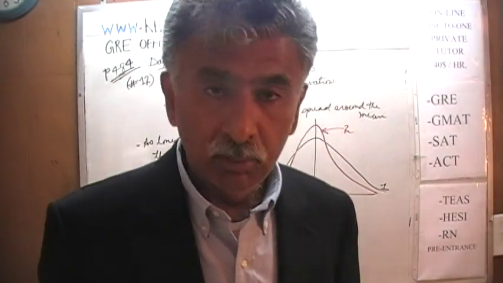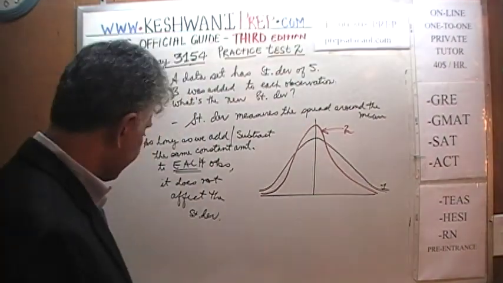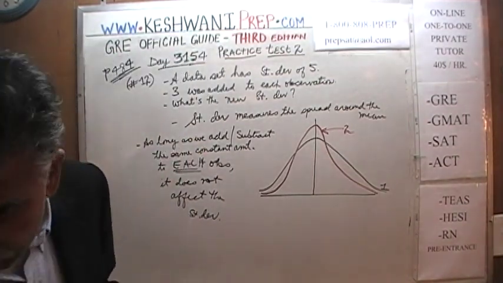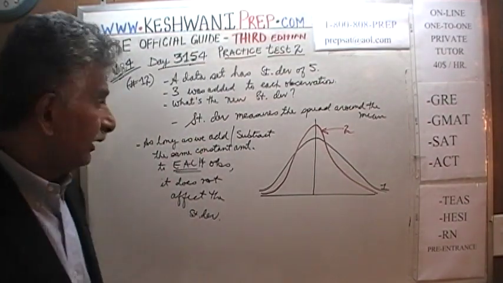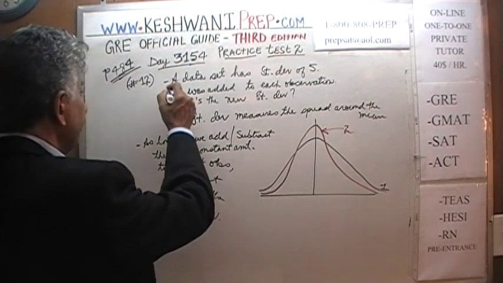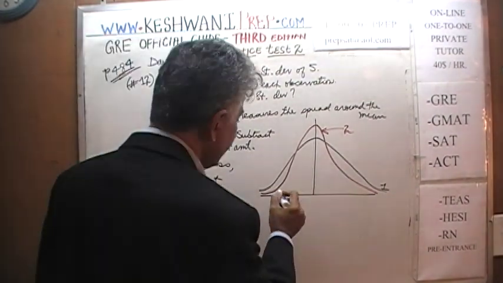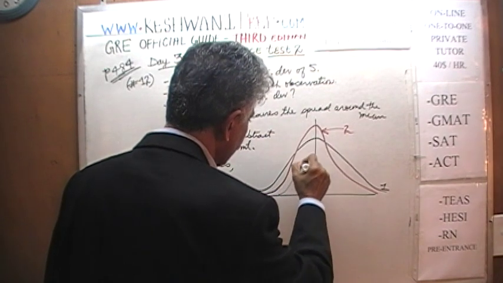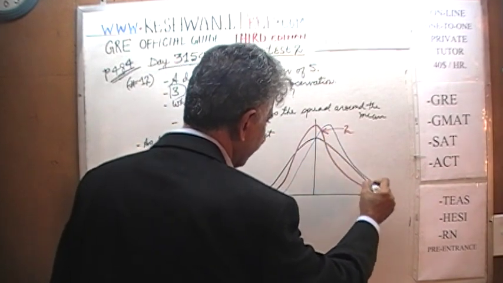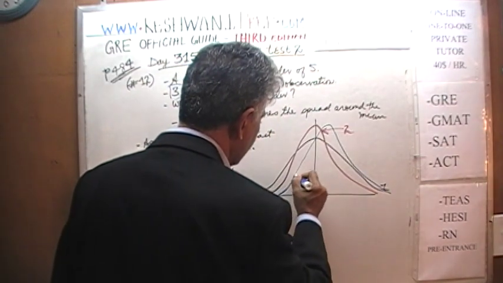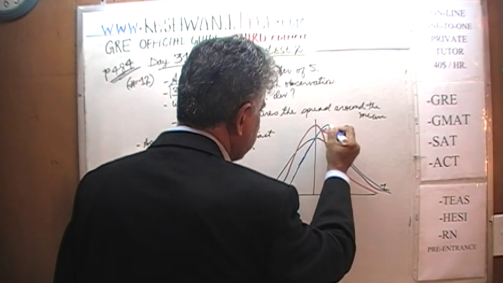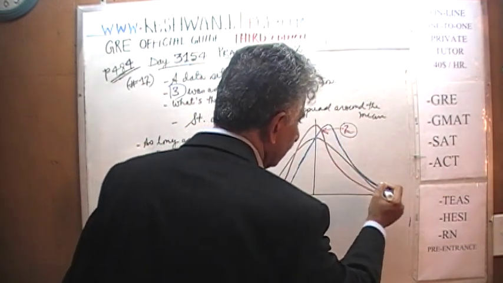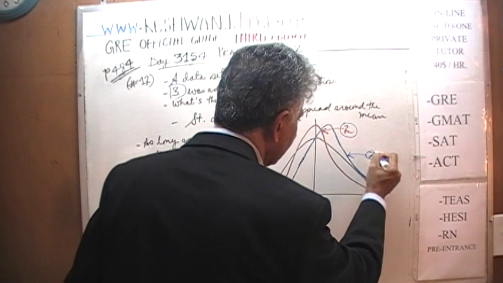So what does it do? Well, it doesn't affect the standard deviation. All it does is that you're going to pick up your distribution and simply move it to the left or to the right. If you are adding 3 to each observation, we're just going to move it 3 units. For example, let's look at this one here. We're just going to move it 3 units. Voila. It's the same distribution. This one is the same distribution as number 2, but it's moved.